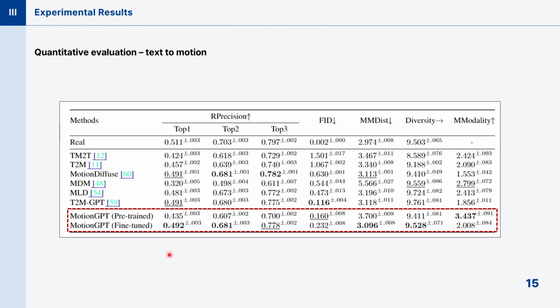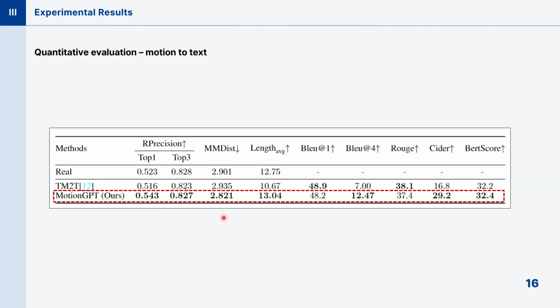And here is a quantitative evaluation results on text-to-motion task. So MotionGPT outperforms other models in terms of both accuracy and diversity, generating more natural and realistic motions. And here is an evaluation results on motion-to-text task. So compared to previous motion-to-text method, MotionGPT outperforms this method in terms of accuracy and semantic similarity.